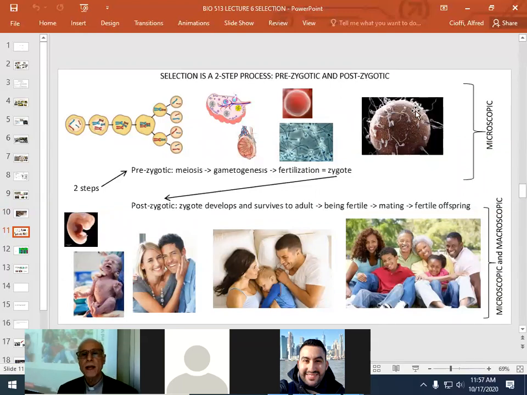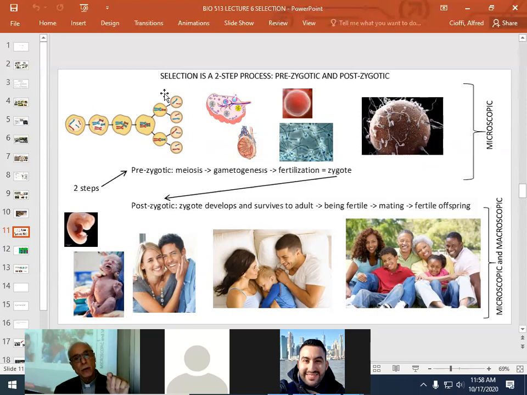Zygote is the fertilized egg, okay? So pre-zygotic is anywhere from the development of the sex cells through a process called gametogenesis, which is meiosis. It's a double mitosis process. There's a first mitosis here, and then there's a second mitosis here with a little twist of the reduction of the number of chromosomes to the single number, from diploid to haploid. At any rate, that's what is called meiosis.